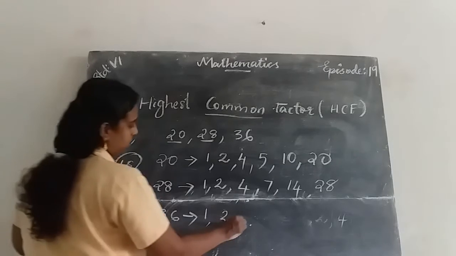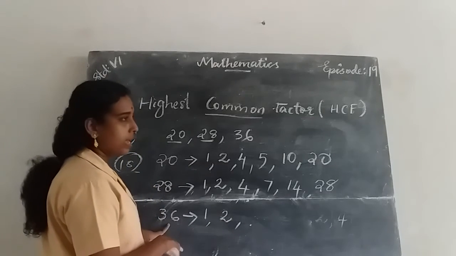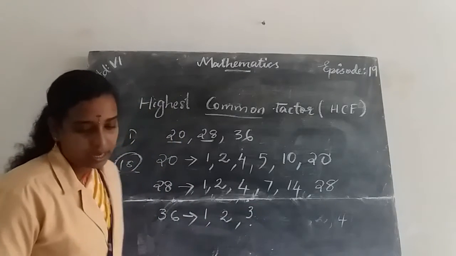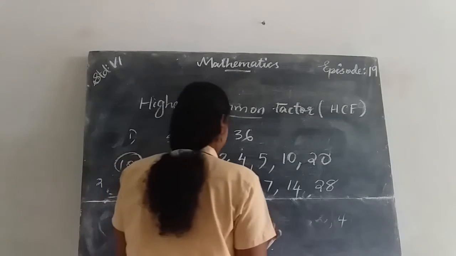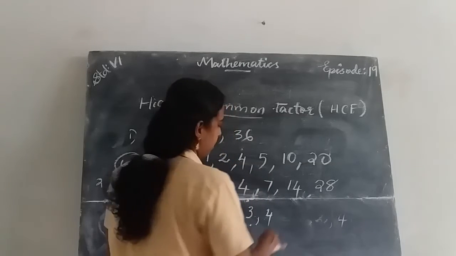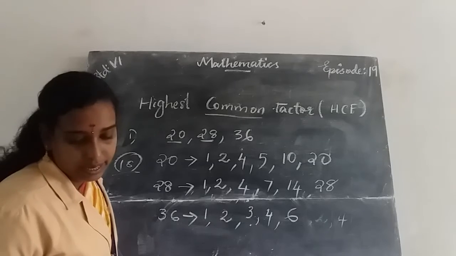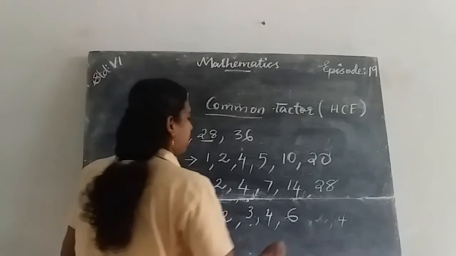Then 3 plus 6, we get 9. So it's divisible by 3. So it's in the table of 3. Then it's in the table of 4. 9 4s are 36. Then 6 6s are 36. Then it comes under the table of 9.